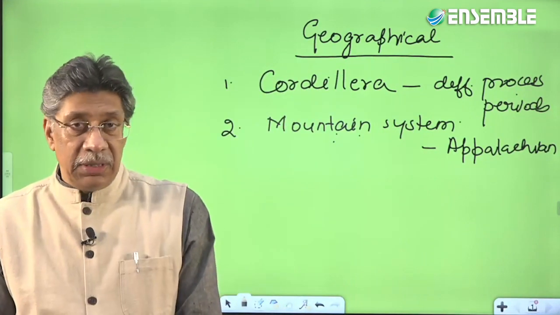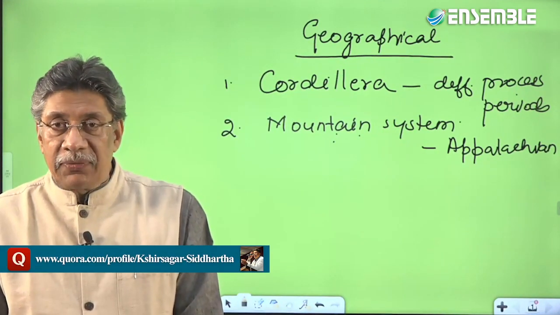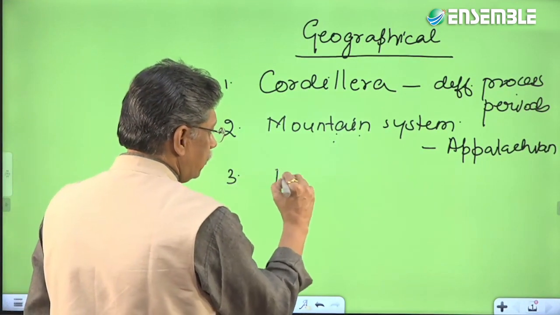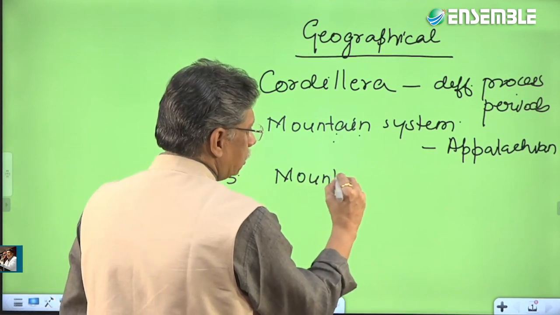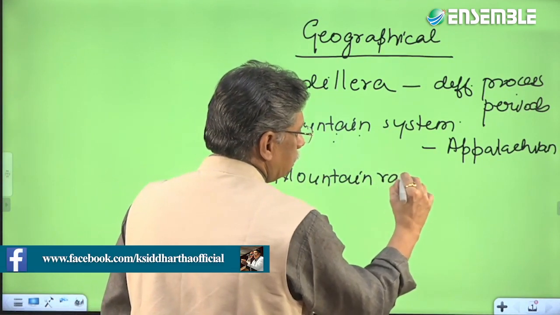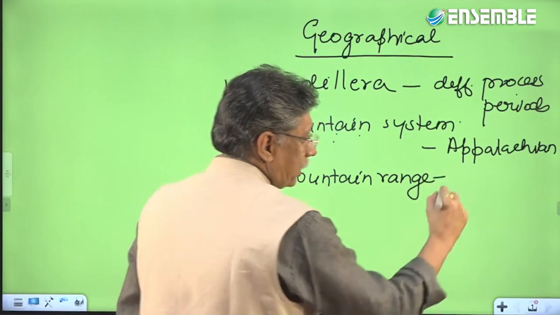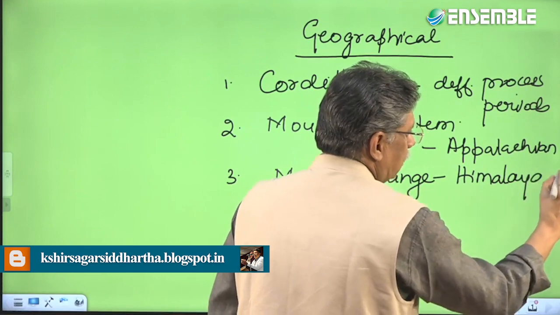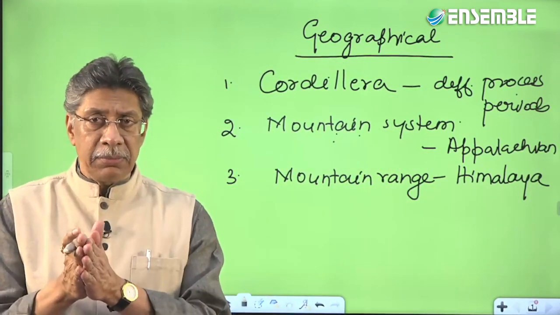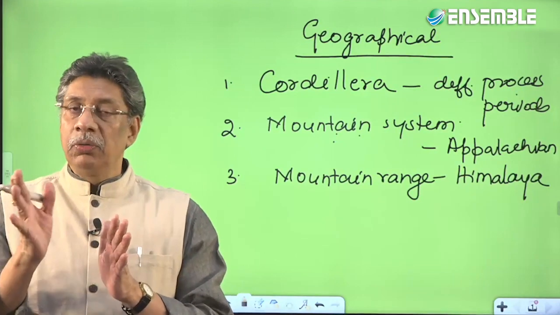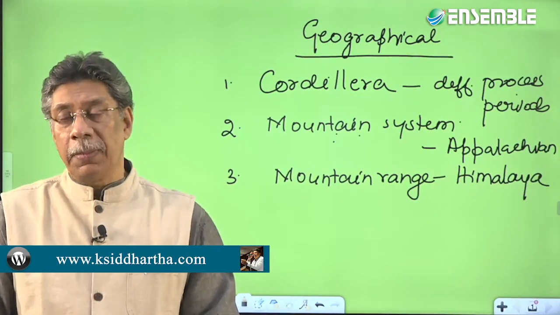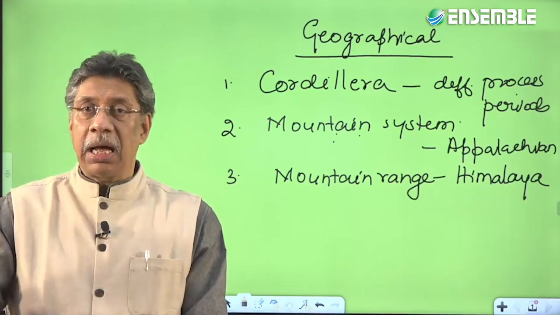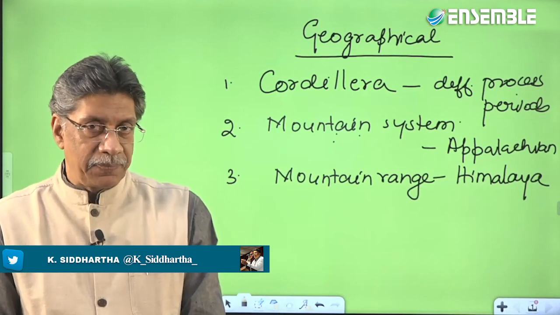Third is a mountain range. Now, a mountain range refers to mountains formed in the same process. Mountain ranges are formed during the same period, the same process. The period remains the same, the process remains the same, and they are all arranged in a narrow and long belt, such as the Himalayan mountain ranges, arranged in a narrow and a very long belt of sorts.